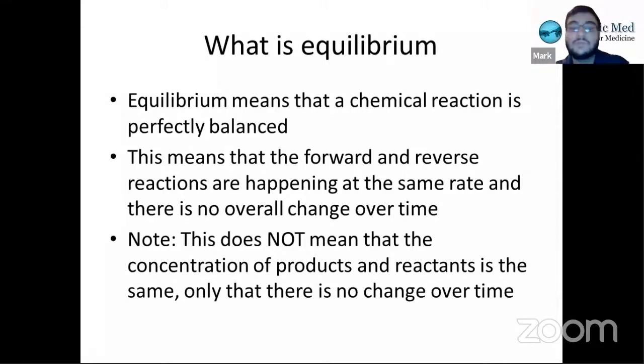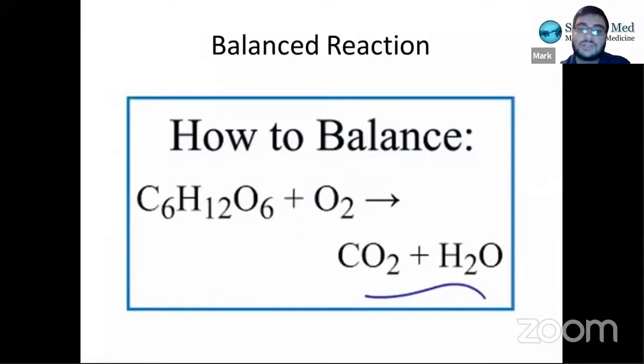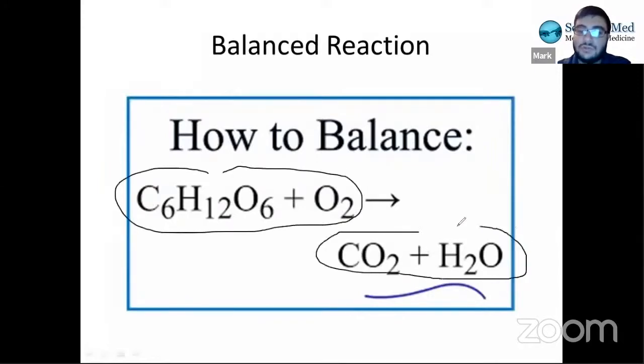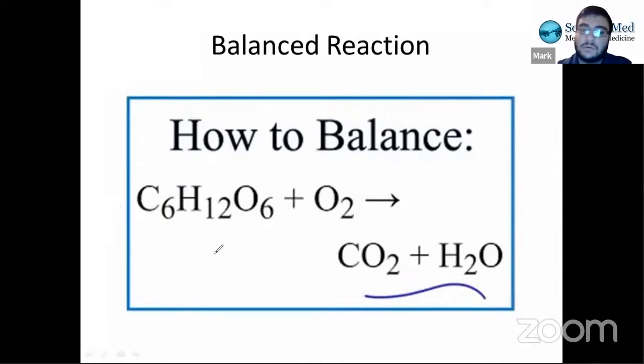Again, an important note: this does not mean that the concentration of products and reactants is the same, only that there is no change in time. So for example, if we go back to one of our older reactions like this, when this reaction is at equilibrium, it does not mean that there's an equal number of glucose and oxygen and an equal number of CO2 and H2O. What it does mean is that the amount of glucose and O2 being converted into CO2 is the same as the amount of CO2 and H2O being converted back into glucose.